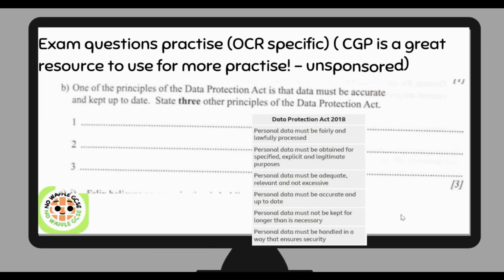Let's look at the answers. So you could have said anything from what we looked at, so how it should be fairly and legally processed, it must be obtained for an explicit use, it must be adequate, up to date, not be kept for longer than necessary, etc.